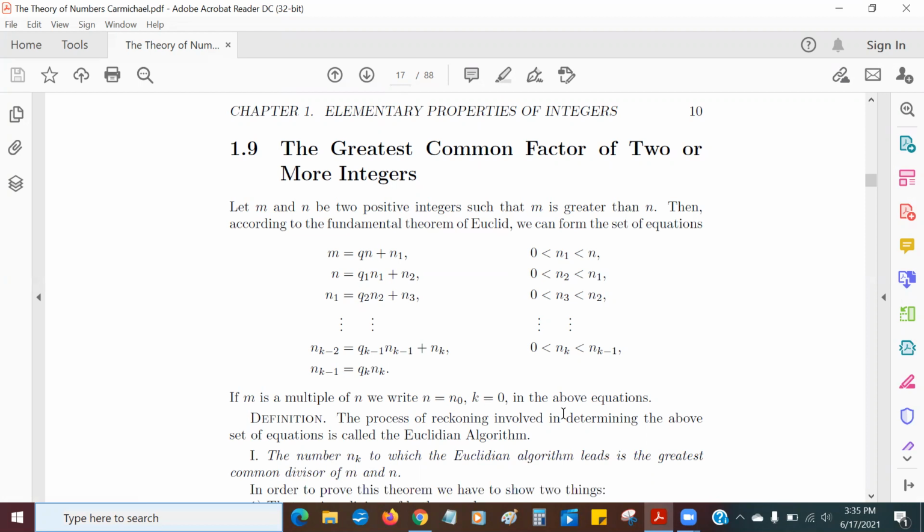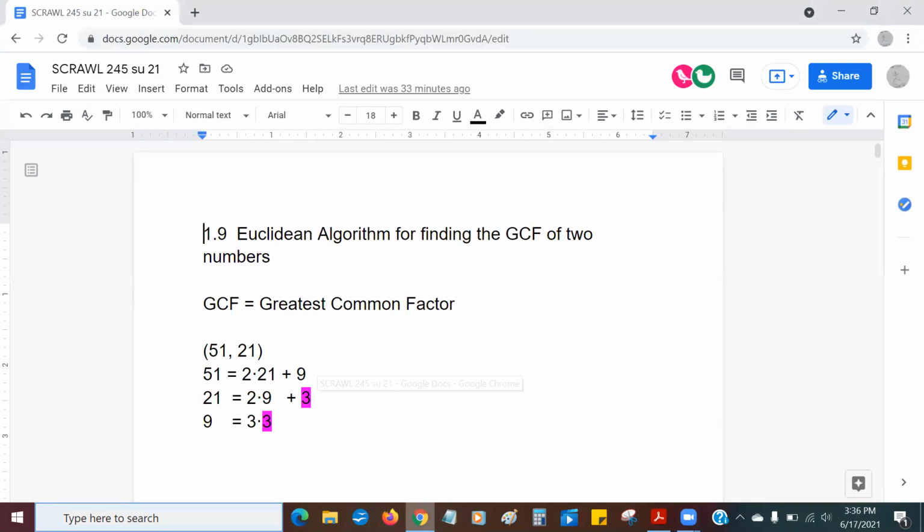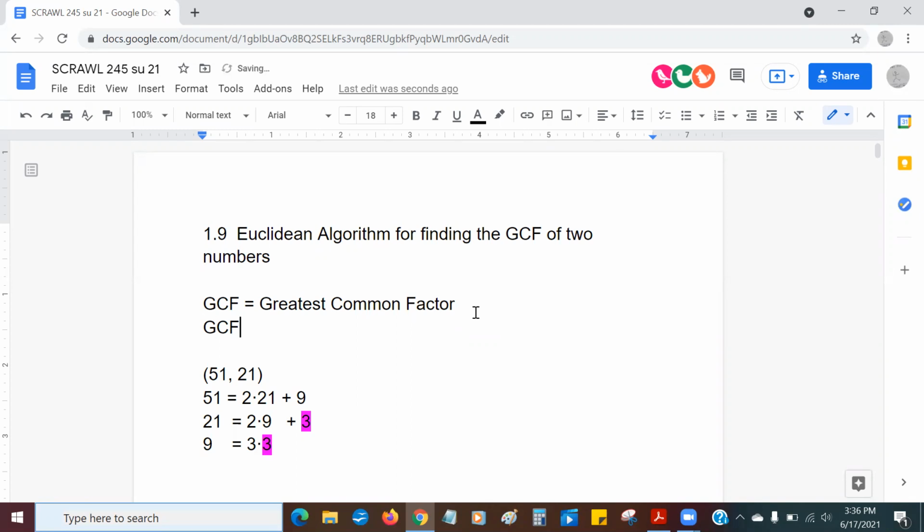For example, let's go to the Google Doc now. The greatest common factor, the GCF, this is how we would write it. The GCF of, let's say, 12 and 8, would be 4, because 4 goes into 12 and 4 goes into 8, and 4 is the largest number that goes into both. There are other common factors. 2 is a common factor between 12 and 8. But 4 is larger than 2. 4 is the largest. That's the GCF.